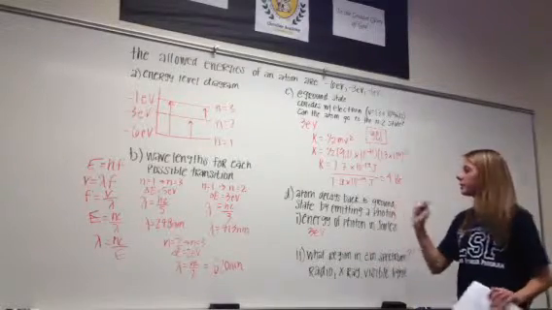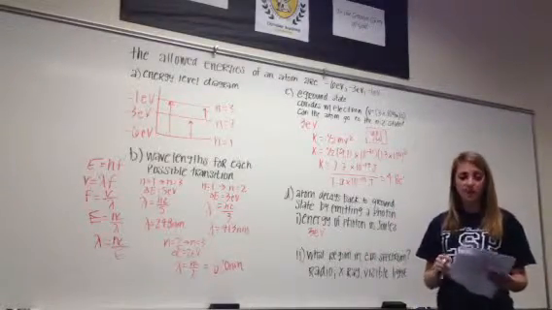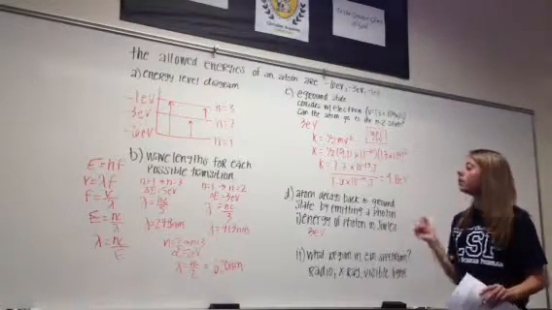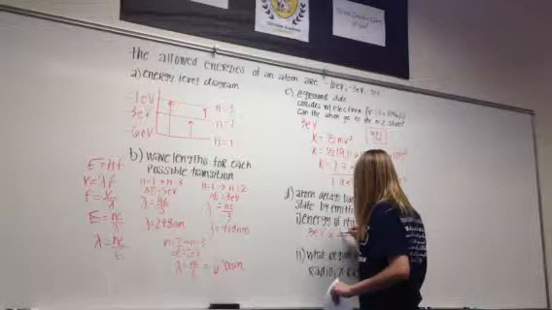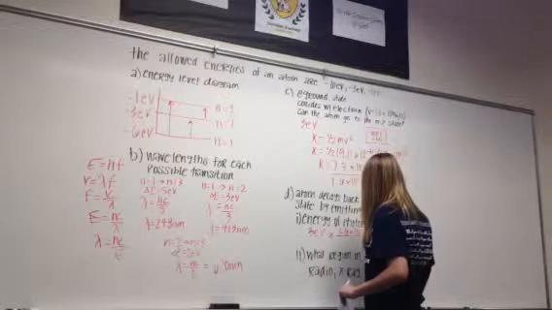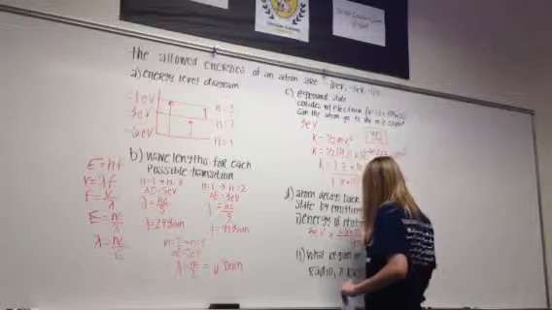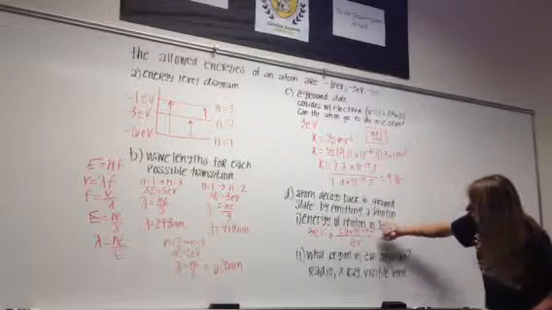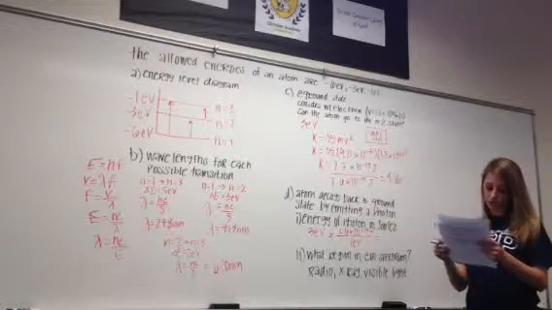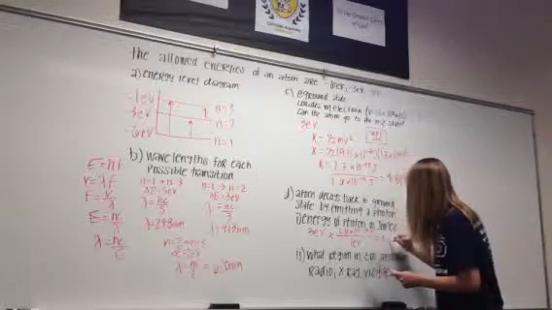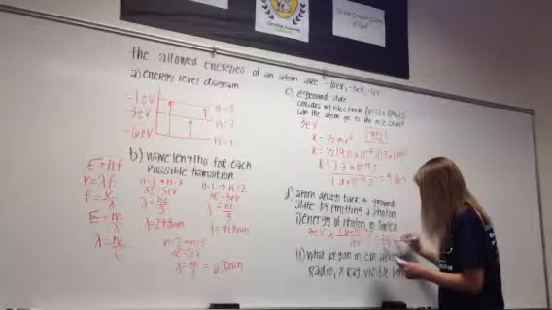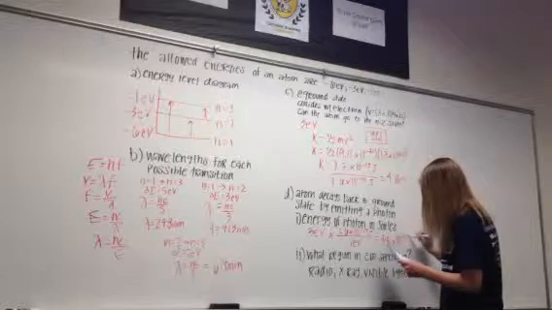So as we set up here, 1 electron volt is equal to 1.6 times 10 to the negative 19 joules. So if we multiply this by 1.6 times 10 to the negative 19 over 1 electron volt, we will get that we have 4.8 times 10 to the negative 19 joules.